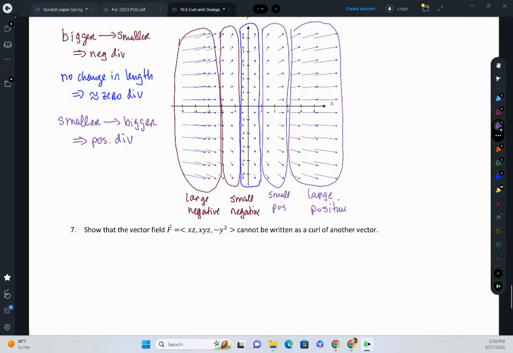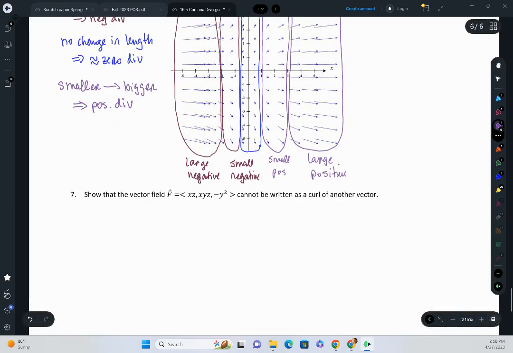All right. So this next one, we are asked to show that the vector field, big F, is equal to the vector with components xz, xyz, and minus y squared. We want to show that it cannot be written as a curl of another vector. So that seems like such a weird question, like a weird thing to try to do. We want to show that it's not a curl. That's what we're trying to show.